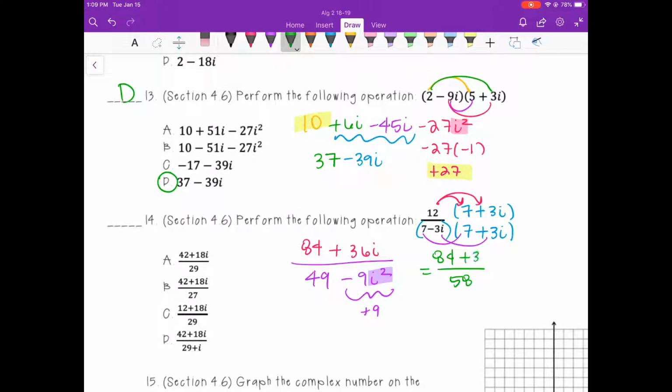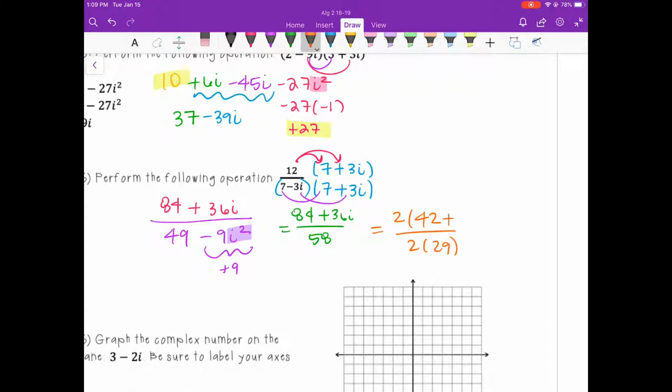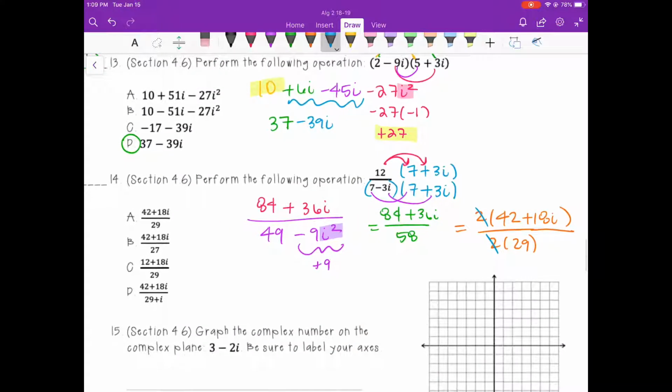Underneath, 84 plus 36i. Now notice all of those numbers, the 84, the 36i, and the 58, are all divisible by 2. So we need to factor a 2 out of everything, both in our numerator and our denominator. Our denominator, when we take 58 divided by 2, we get 29. Our numerator, when we divide out 2, we're left with 42 from that 84 and positive 18i from that 36i. Our 2's are able to be canceled. We're left with 42 plus 18i over 29, which is A.